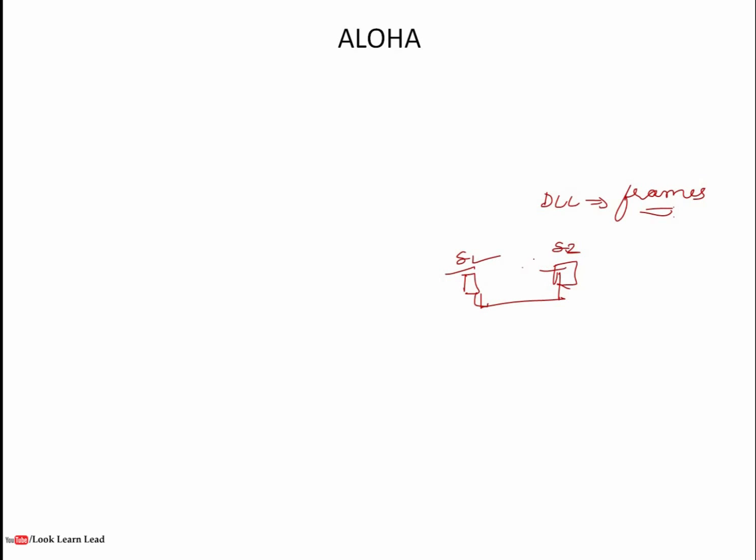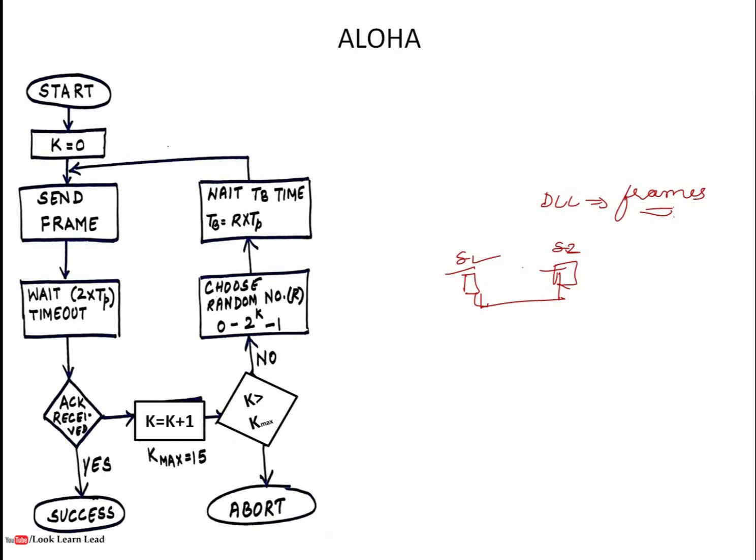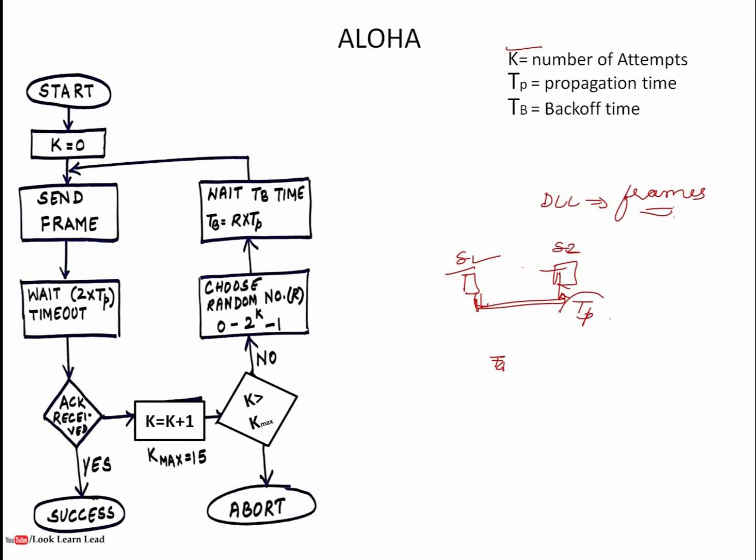Let's see the flow chart of Aloha. Here there are some terms which we should be familiar with. K is the number of attempts; we would be using K somewhere. TP is the propagation time. Propagation time means if there are 2 stations, S1 and S2, the time taken by the frame to reach station 2 is the propagation time. So the total round trip propagation would be 2 into TP.